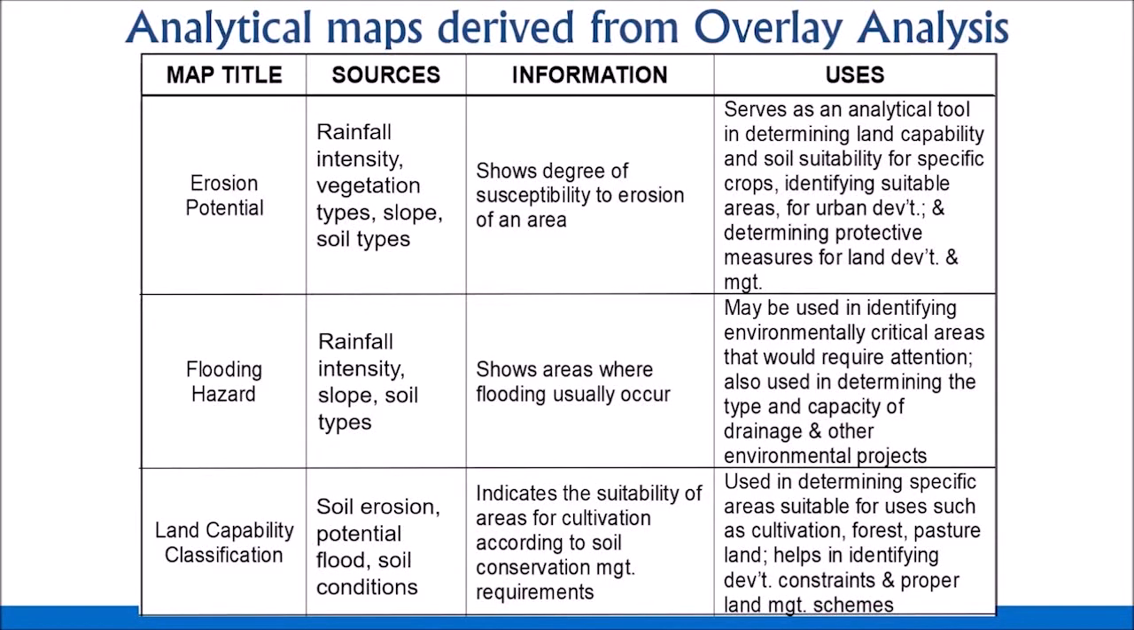A while ago, we discussed flood hazard, but you can also do an overlay analysis to come up with an erosion potential map, and the sources of data or the layers that you need to collect are rainfall intensity, vegetation types, slope, soil types, as well as land capability classification or land capability maps, which is dependent on your soil erosion, the potential flood, and soil conditions.